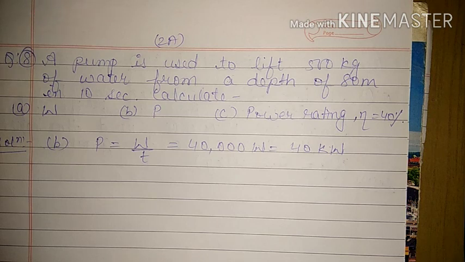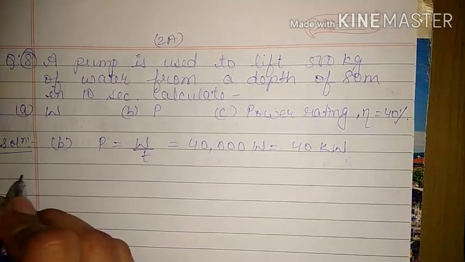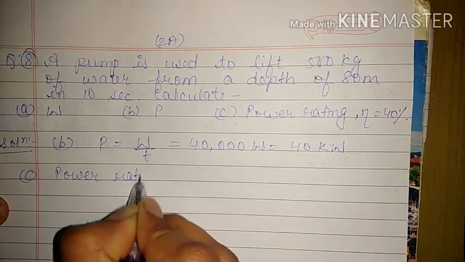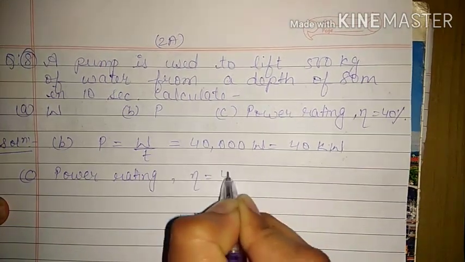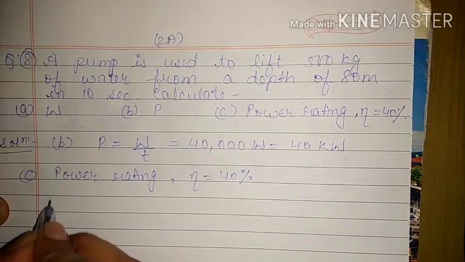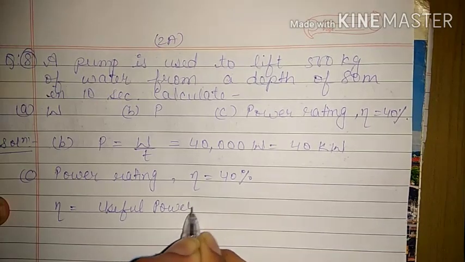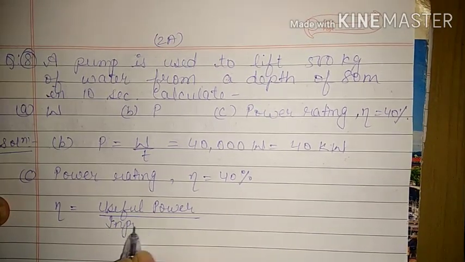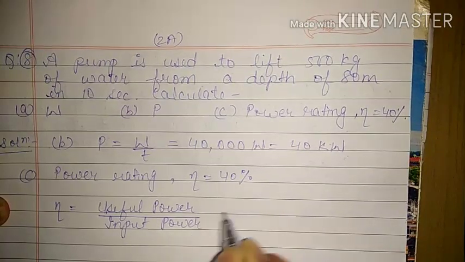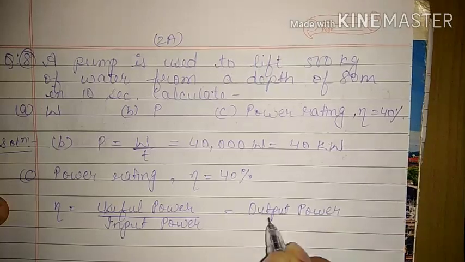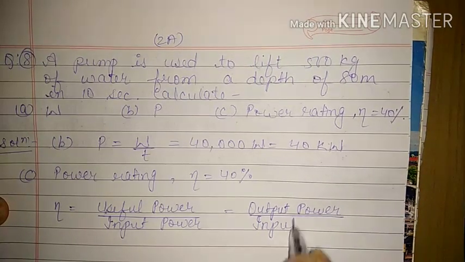I know that you have calculated work done and power. I have written power because we will need it in part C. So now we have to calculate power rating when its efficiency is equal to 40%. And it's also given that efficiency is equal to useful power upon input power, or in other words, output power upon input power. This is given in the question.